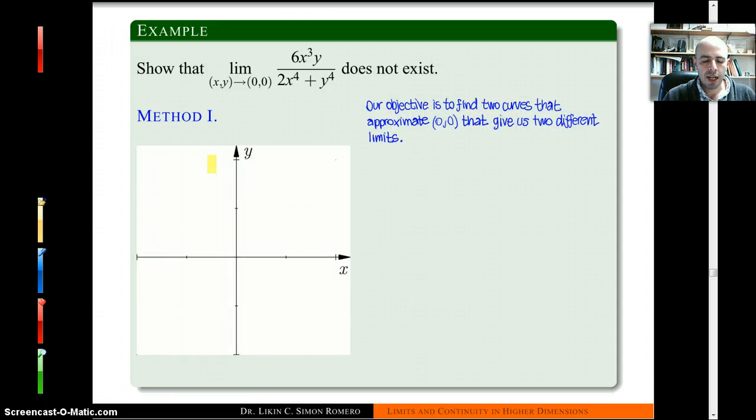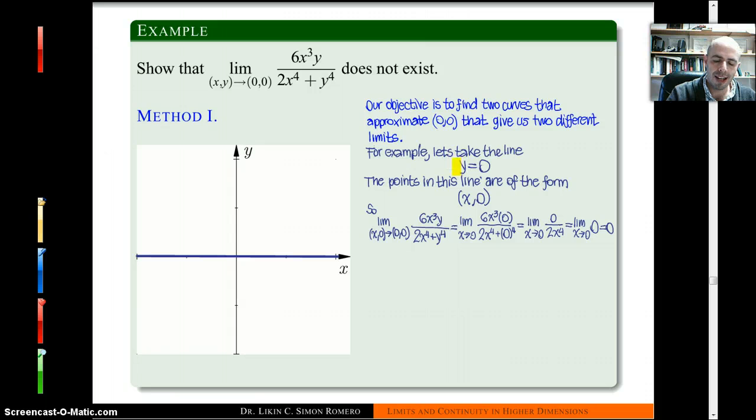Method 1: our objective is to find two curves that approach 0, 0 that give you two different limits. By curves I mean just one-dimensional objects in the plane, so they can be lines actually. And those are the ones that I'm going to use for this example.